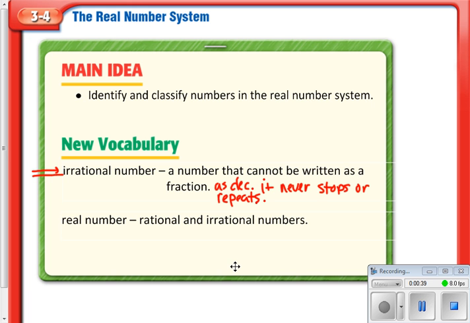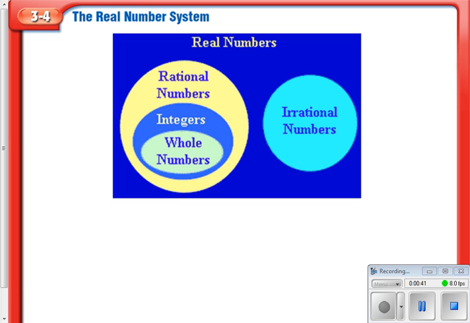So what's going to help us out here is this little diagram that we have. You can see that real numbers contain rational numbers, which we've talked about, and irrational numbers. Irrational numbers are something new that we'll talk about today. So rational and irrational numbers are real numbers. Real numbers contain integers. Real numbers also contain whole numbers. Integers contain the whole numbers. So that's kind of how our little diagram works here.